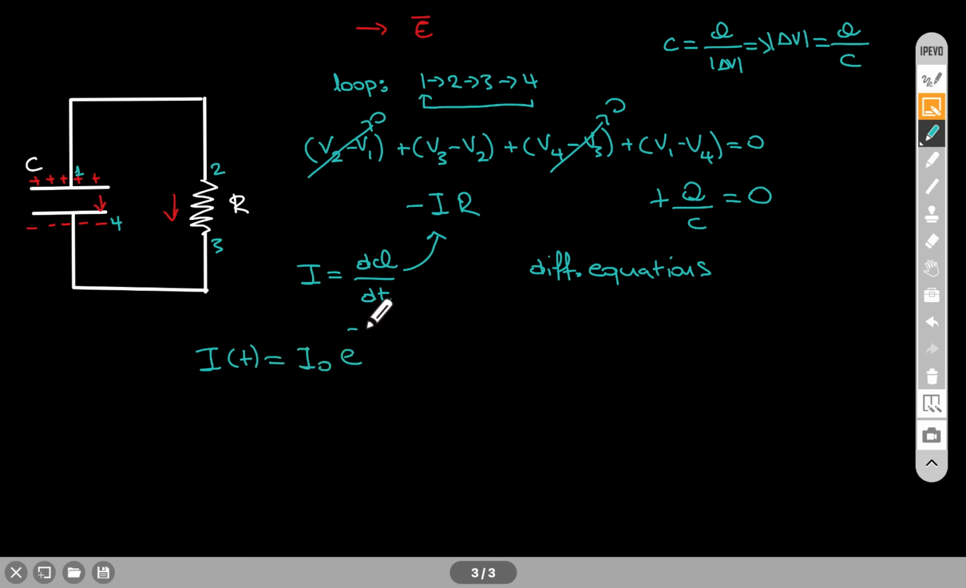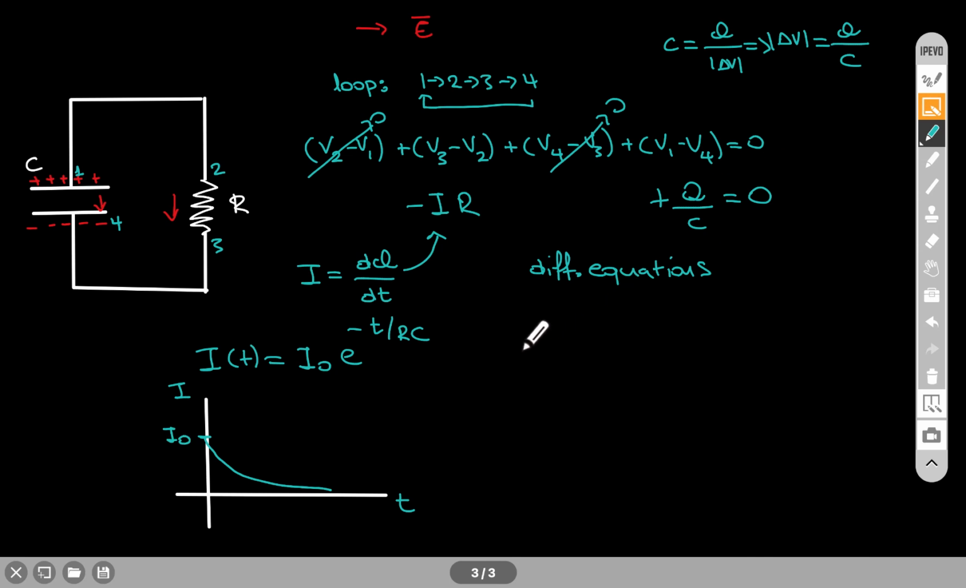And this is what it would look like, e to the minus t over RC. And I have done this graph. We know that the current will decrease exponentially here. So this is I. This is time. It's gonna start from I naught and it will decrease in an exponential way.